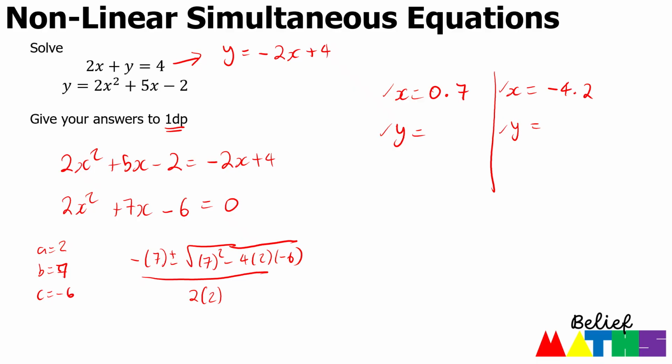I recommend you always do the linear equation, because otherwise you end up having to square decimals, and it makes it a bit harder. So if we sub that into the other one, we get minus 2 times 0.7 plus 4, and then our first one becomes 2.6, and then the second we get minus 2 times minus 4.2 plus 4, and that gives us an answer of 12.4. And there's our two answers. And remember, our left two values are linked together and our right two values are linked together, so they must be grouped like that in your answer.